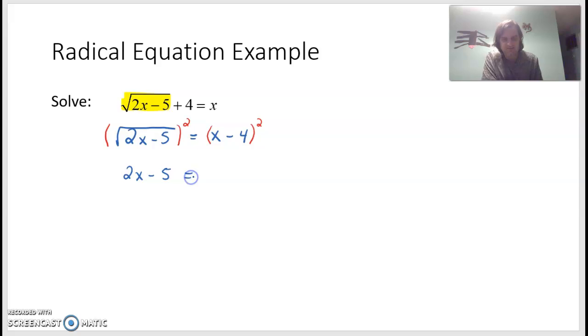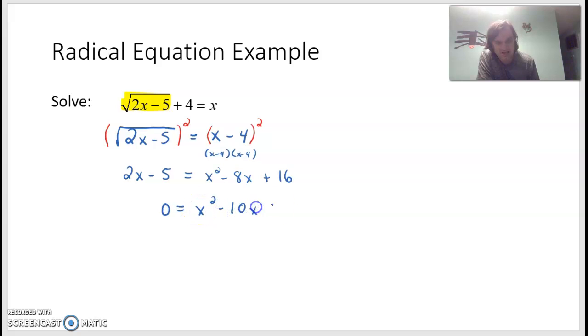Now in this particular one, be careful on the right-hand side, because you're squaring x minus 4, which is also a FOIL. That's x minus 4 times x minus 4. You don't just square both terms. As we multiply that out and collect like terms, I'll get x squared minus 8x plus 16 on the right-hand side, which looks an awful lot like a quadratic equation. So let's get everything to one side. Let's move the 2x minus 5 over to the right-hand side. So we'll have 0 equals x squared minus 10x plus 21.